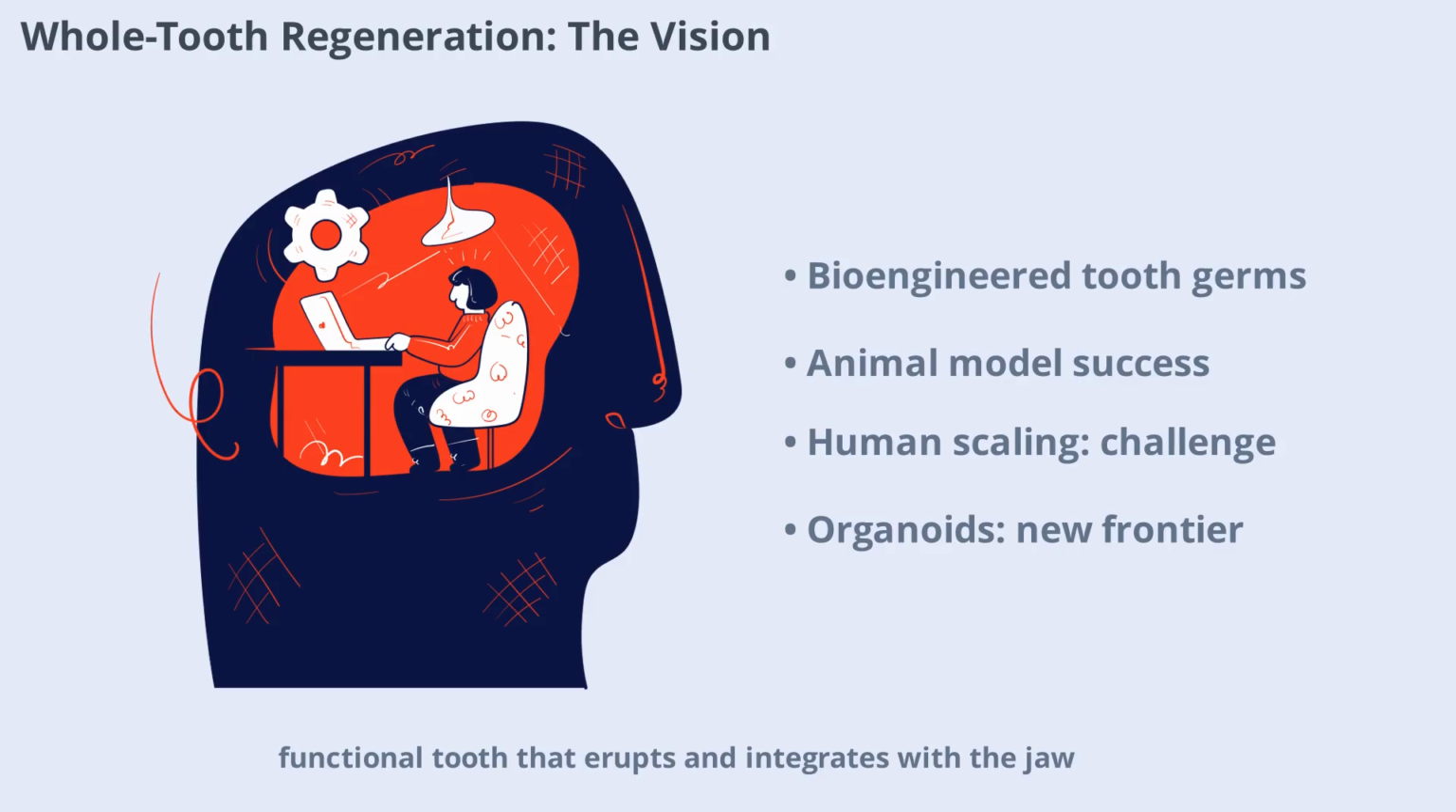The ultimate goal of regenerative dentistry is to grow a complete, functional tooth that erupts and integrates with the jaw. Bioengineered tooth germs, created from epithelial and mesenchymal cells, have shown success in animal models, forming roots, nerves, and blood vessels. However, scaling this approach to humans requires precise control of signaling, cell identity, and developmental timing. Organoid technology and protein inhibition strategies are also being explored to trigger natural tooth growth.